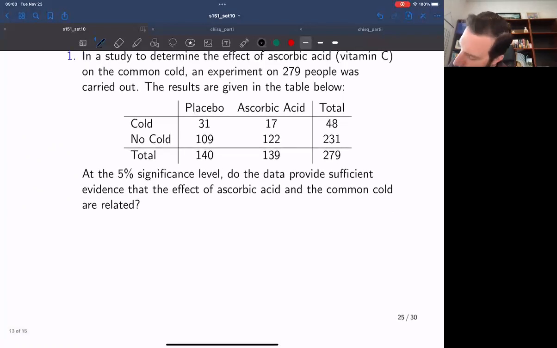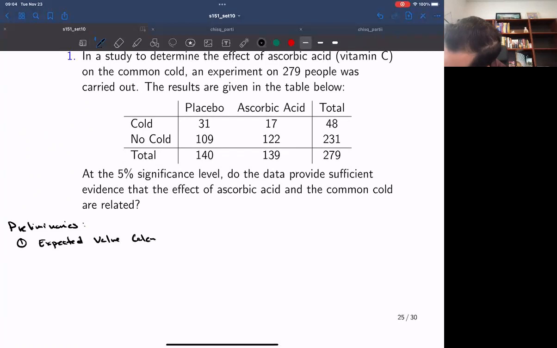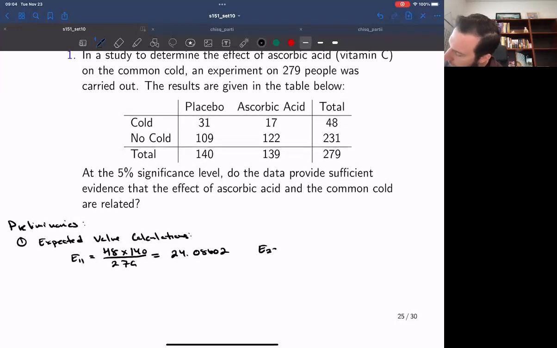So the first thing we're going to do is work out the expected values, because we need the expected values to do all of our different calculations. Okay, so our first expected value is going to be row total times column total divided by the sample size. So I have 48 times 140 divided by 279. And this should be in the area of 24.08602.